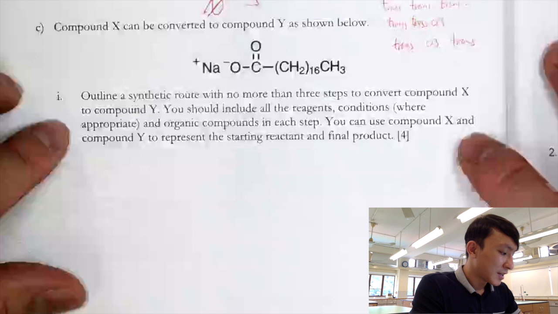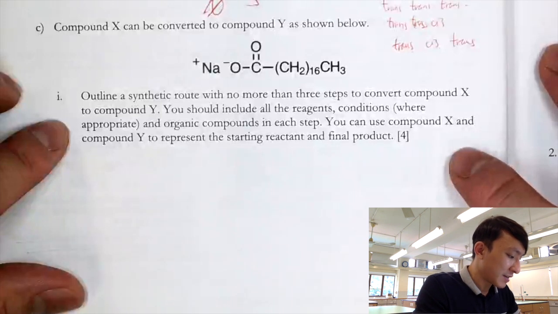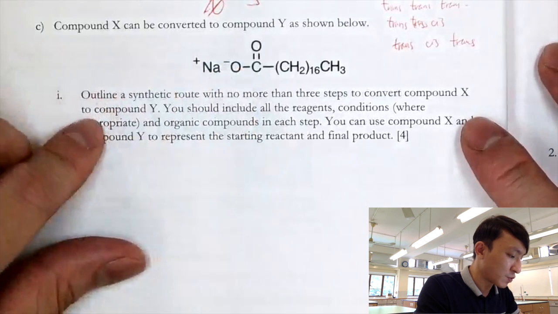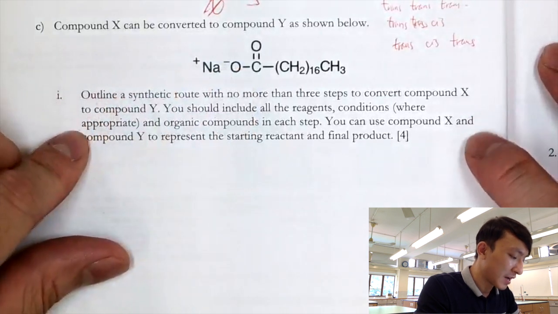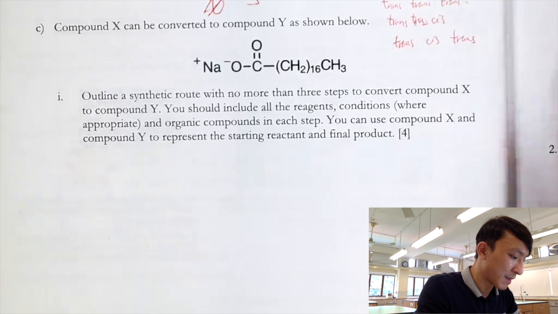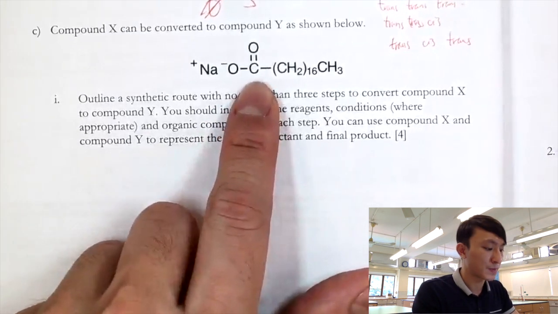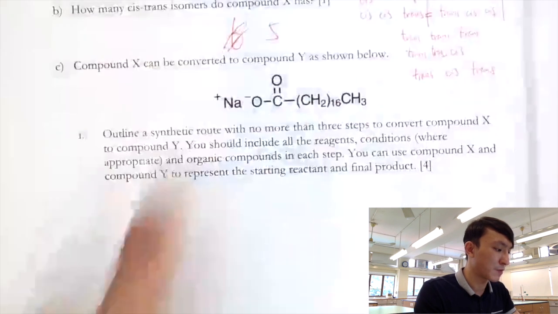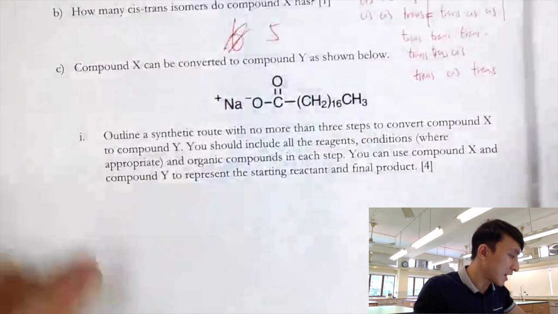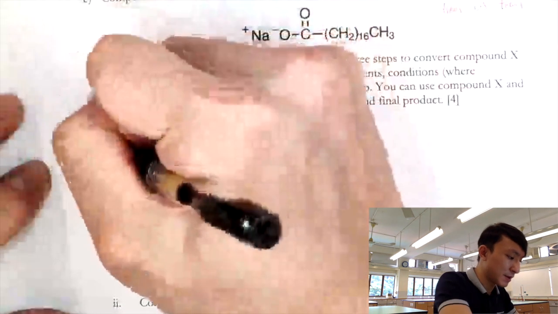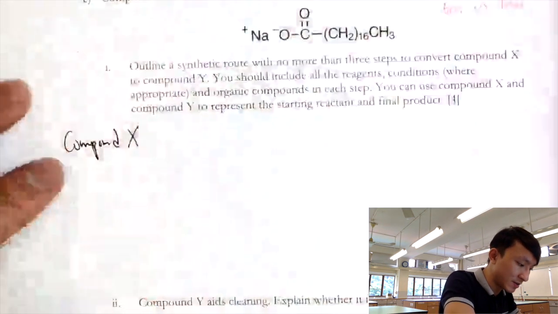Okay. So, outline a synthetic route, no more than 3 steps, to convert X into compound Y. So this is Y, okay? You should include all the reagents and conditions, no more than 3 steps. So this is actually a soap molecule coming from this one. So first of all, I will start from compound X.